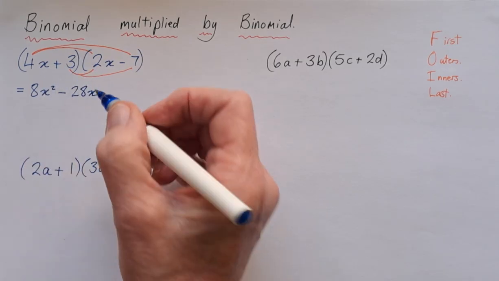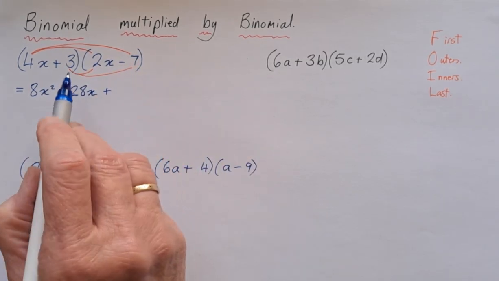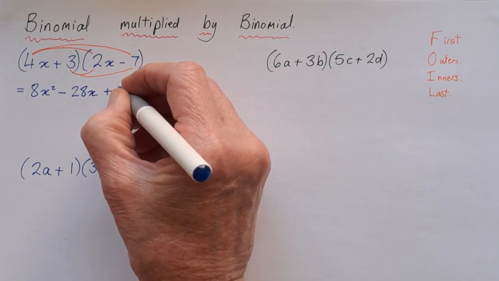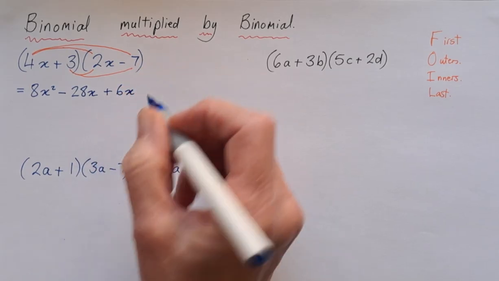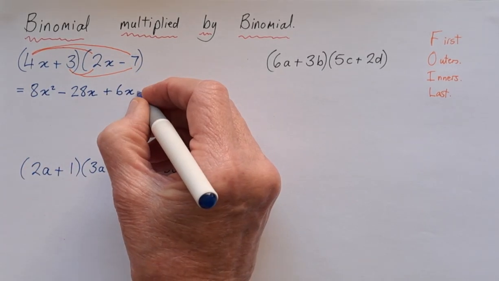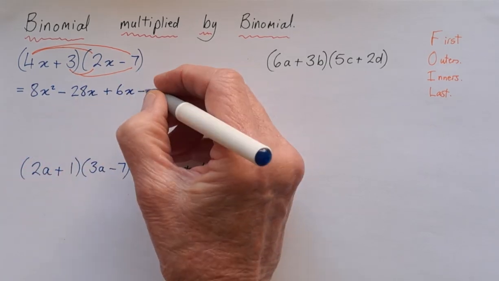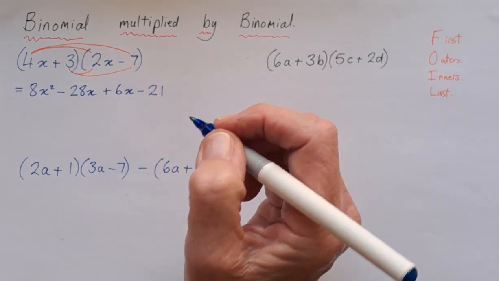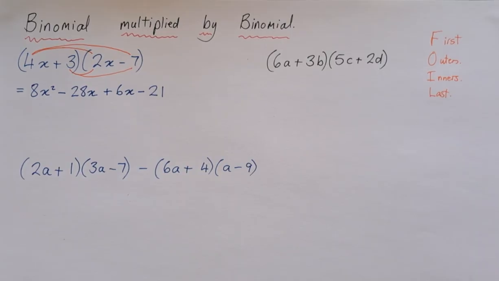They're both positive. And I've got 3 times 2x. And then going to the last, I've got positive times negative. 3 times 7 is 21. So if I look at that, it looks pretty well expanded. Is it finished? Well, the last thing I always have to remember to do is to look for like terms.